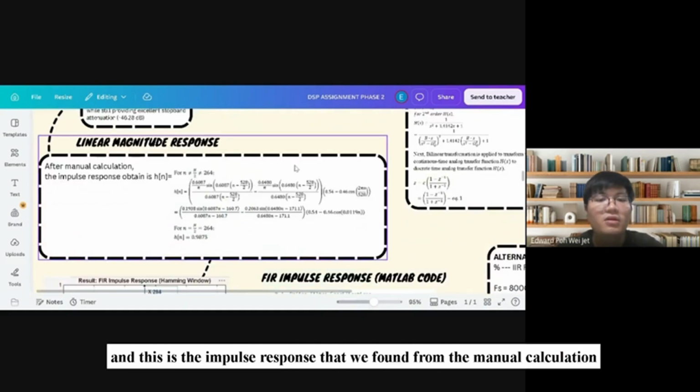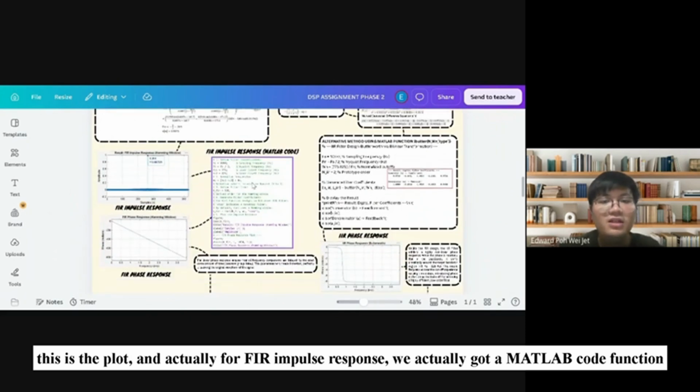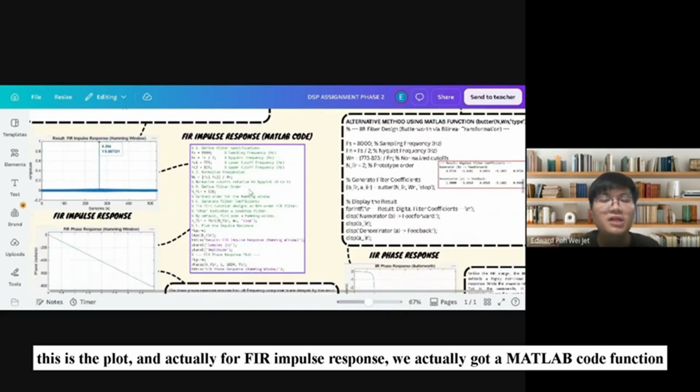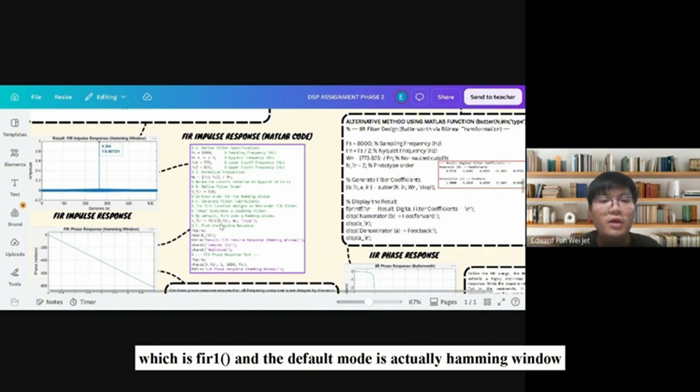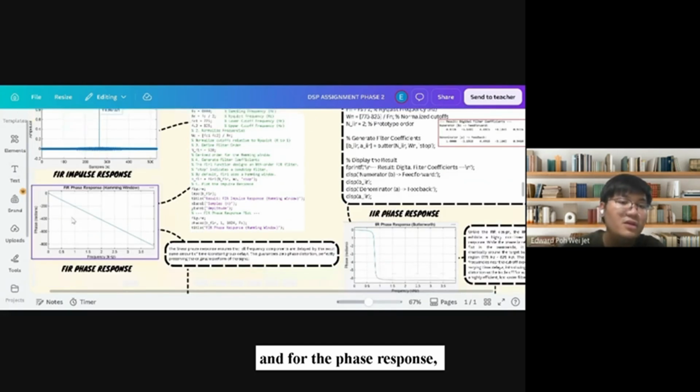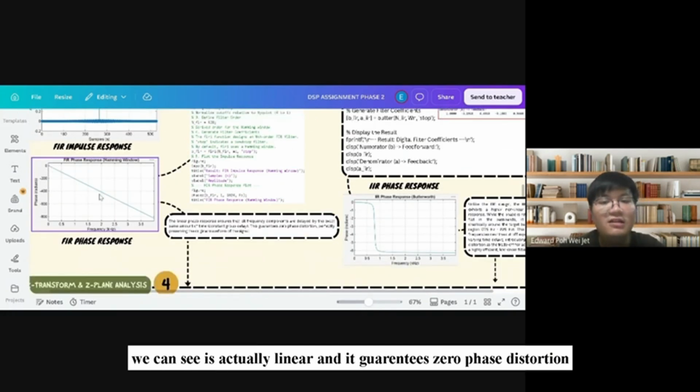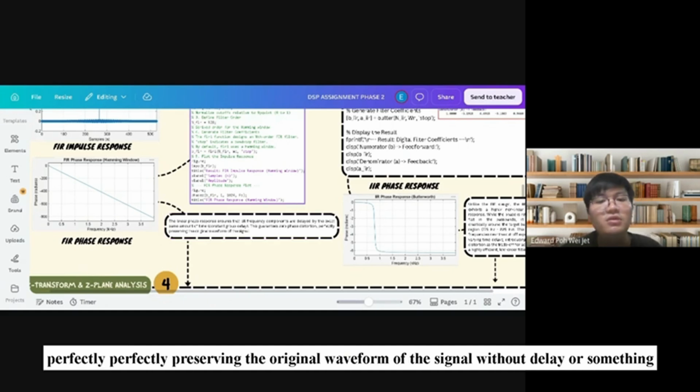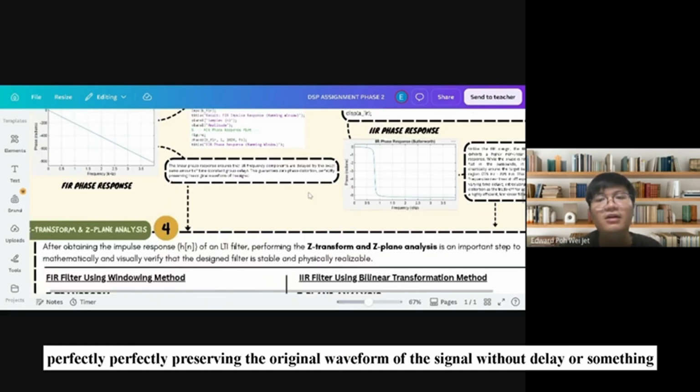This is the impulse response that we found from the manual calculation. This is the plot. For the FIR impulse response, we can also use the MATLAB function fir1. The default mode is a Hamming window, so we don't need to change anything to create the plot. For the phase response, we can see it is linear, which guarantees zero phase distortion, properly preserving the original waveform without delay.